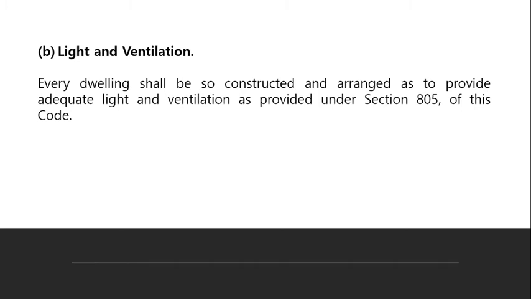So letter B is the light and ventilation. Every dwelling shall be so constructed and arranged as to provide adequate light and ventilation as provided under Section 805 of this Code. This Section 805 will be discussed further by the next reporter.